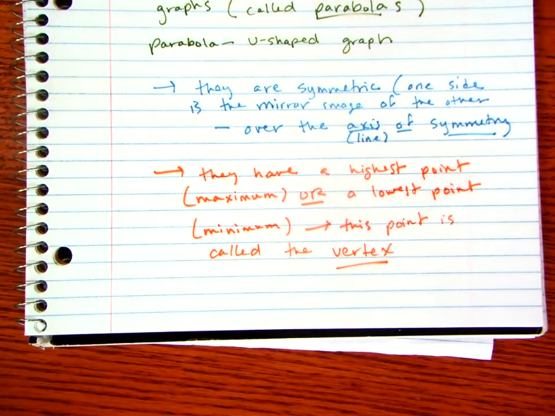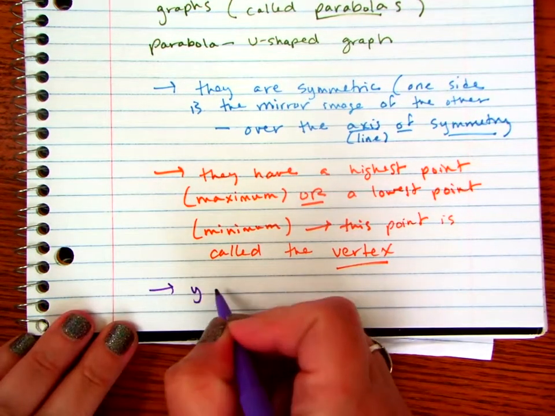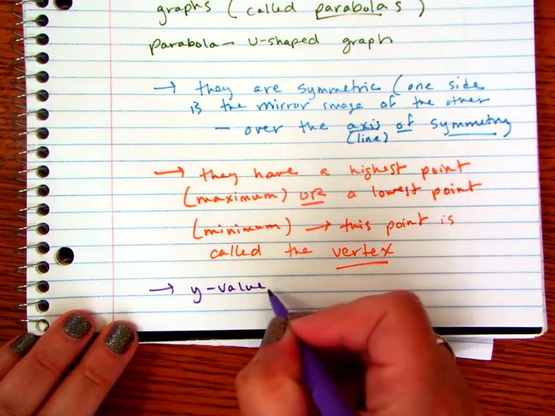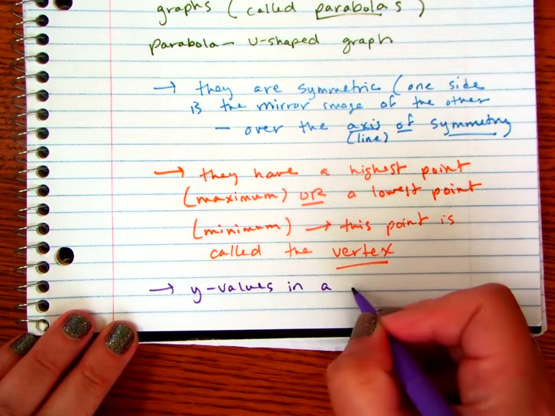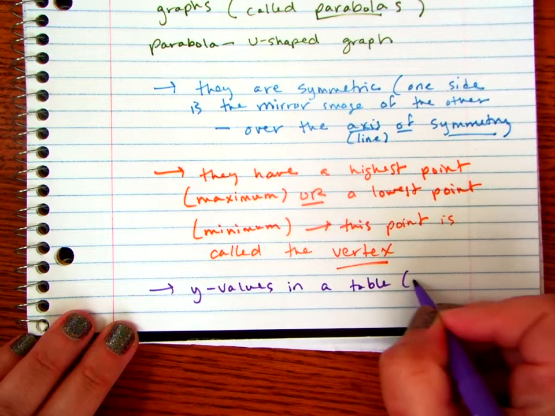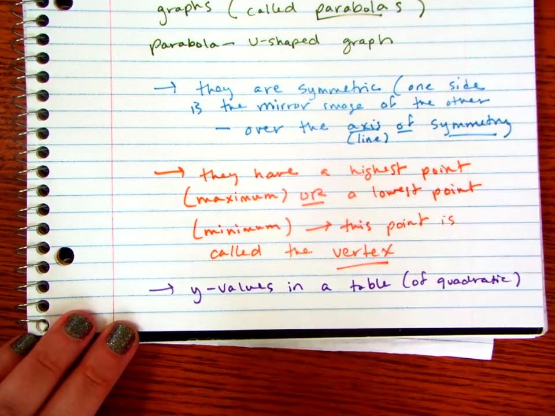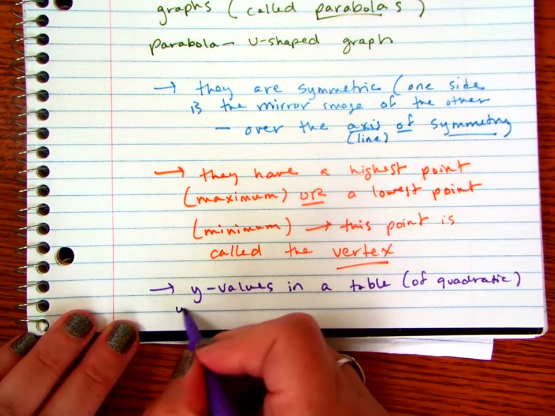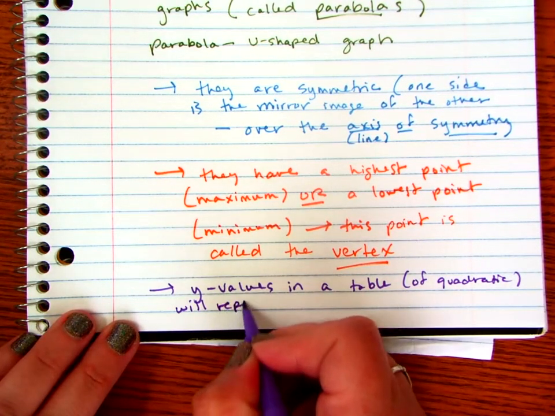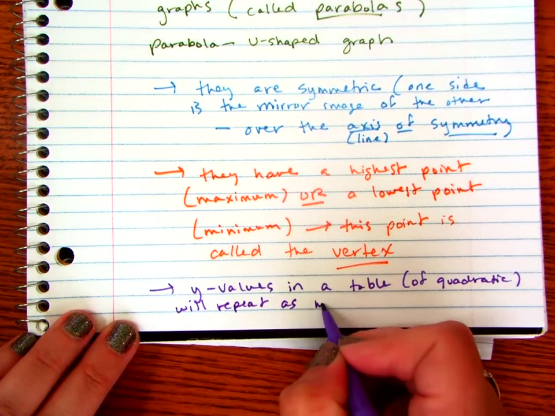And the last thing to mention is that the y values in a table of a quadratic will repeat as mirror images, except that vertex.